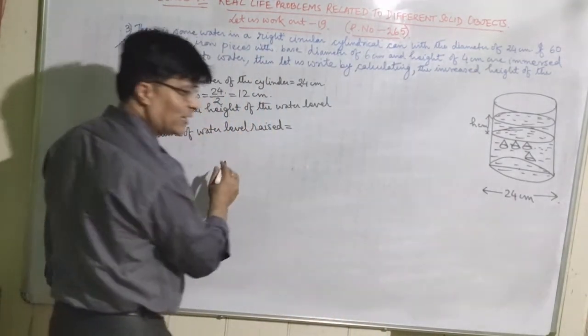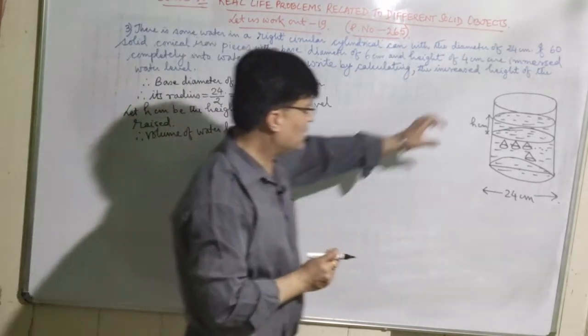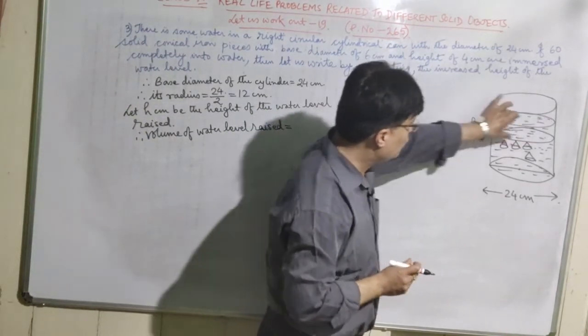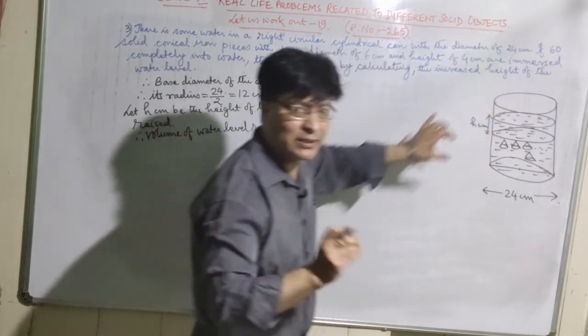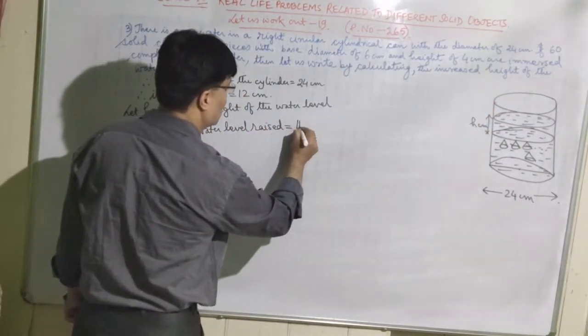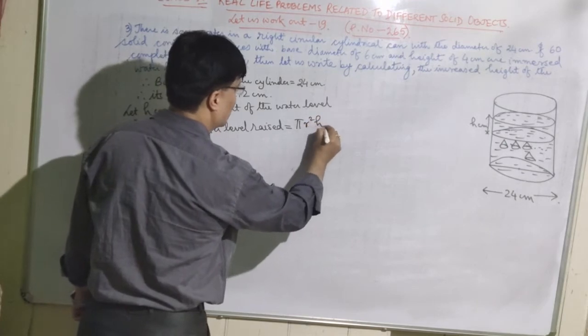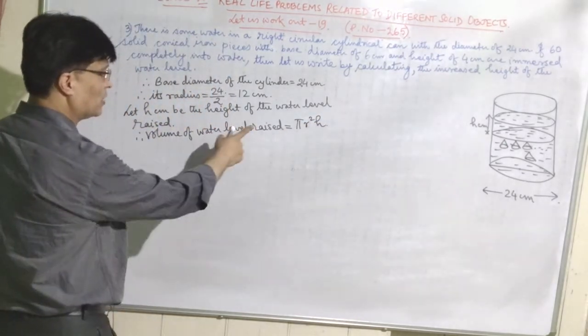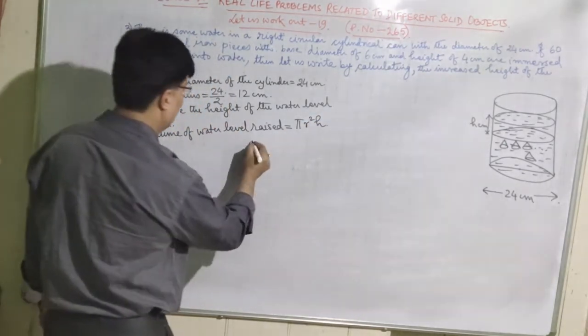Volume of the water level raised. यहाँ जति पनि यो यति पोर्सन छ, यो पोर्सनले पनि के को शेप लिन्छ? सिलिन्डरको शेप नै लिन्छ. That is, which is equal to, what is the formula for volume of the cylinder? It is pi r square h. That is, volume of the water level raised is equal to pi r square h.